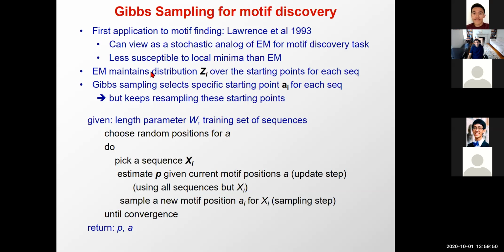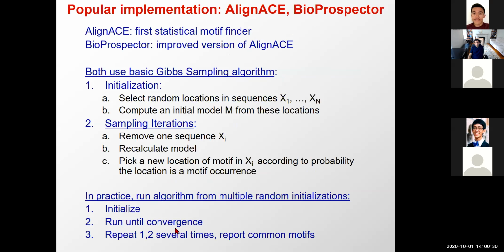So expectation maximization maintains that entire Z_i distribution over the starting points for each sequence, but Gibbs sampling only selects a specific starting point for each sequence and keeps resampling these starting points. So given the length parameter width and the training set of sequences, you can choose a random position for A, and then pick a random sequence, estimate the probability of every starting position that the motif starts there, given the current motif positions, and then sample a new motif position, until convergence, basically.